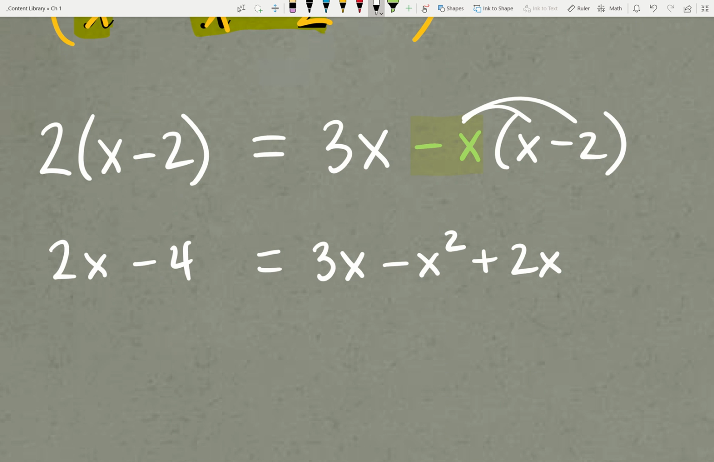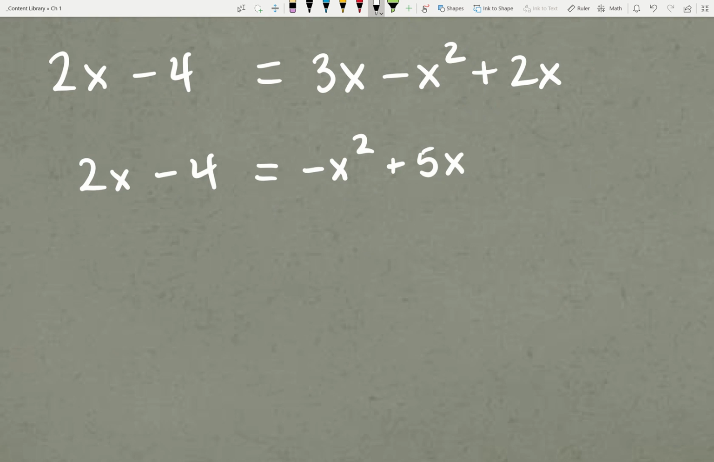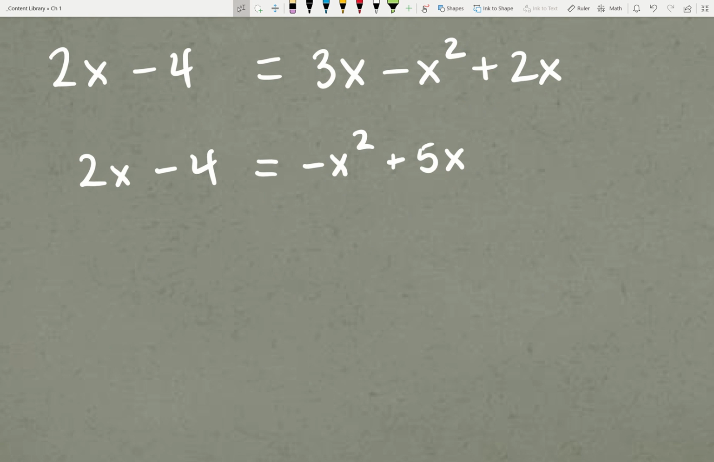Looks like we got some like terms there on the right-hand side, 3x plus 2x. I'll attempt to write this in standard form here, so that'll be negative x squared plus 5x when you combine like terms. And we still have our 2x minus 4 on the left side. And so what I'll do here is simply combine some like terms.